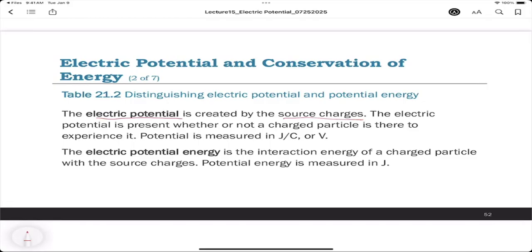The electric potential energy is the interaction energy of a charged particle with the source charges. Potential energy is measured in joules. That makes sense to you? They're different things. The potential is fixed if the source charges are fixed, and the electric potential energy is related to the sources, and also related to the charged particles.